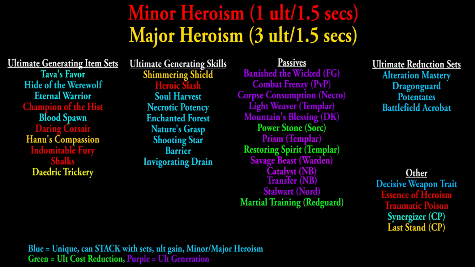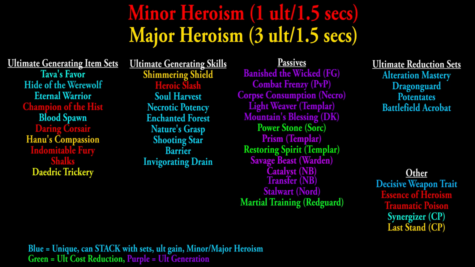We also do have a trait now, which is called Decisive, which grants 1 ultimate every time you gain ult, and this is obviously based on chance, and I believe for 2-handers, it's like a 40% chance that it generates an ultimate every time you gain ult.